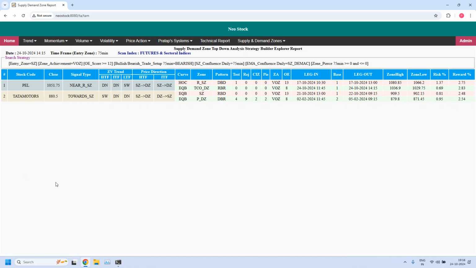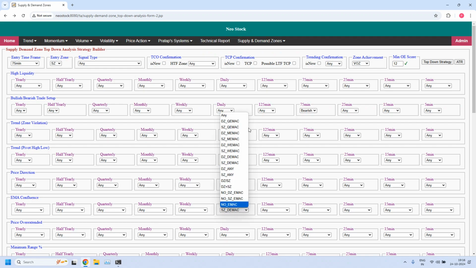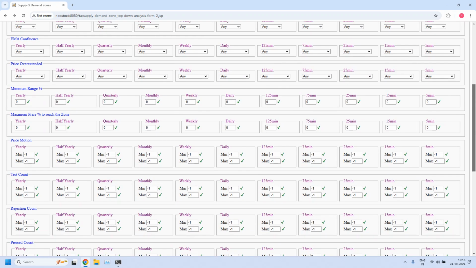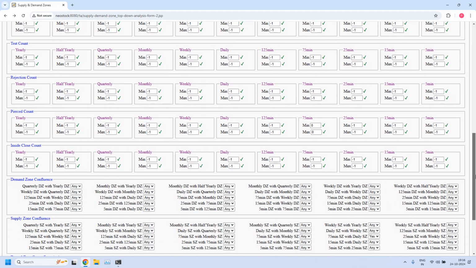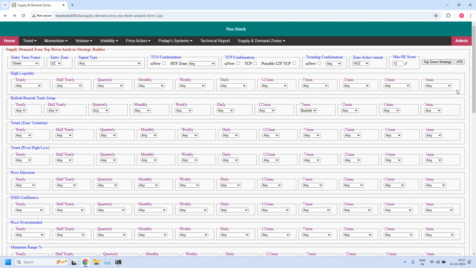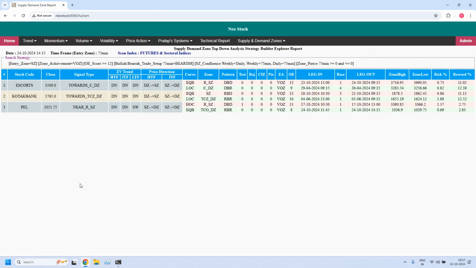Okay, next let us look for LTF, ITF, HTF related probability stocks, high probability setup stocks. So removing the EMA filter. In the supply zone confluence, we need to set 3 filters. One filter is already enabled, that is 75 minute supply zone with daily supply zone. So 2 more filters: 75 minute supply zone with weekly supply zone confluence, and daily supply zone with weekly supply zone confluence are also enabled. With all the 3 filters, LTF, ITF, HTF supply zone confluence, we got 3 stocks.